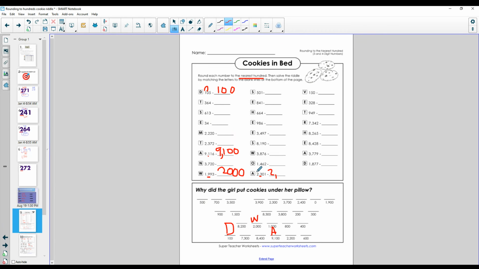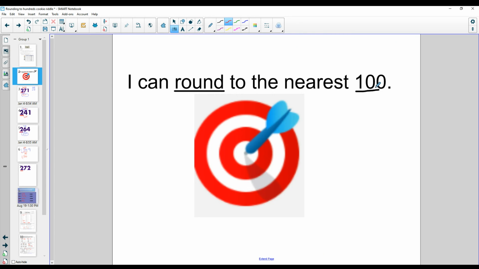Over here, look, this 2 is not even affected because this is a 3. It's either going to stay at 3 or go up to a 4. I look next door, it's a 0. 4 or less next door, let it rest. So this is going to stay a 300, 2,300. You're going to finish the cookies in the bed. Why did the Girl Scout put cookies under her pillow? This sentence will make sense once you finish this. All right, remember, I can round to the nearest 100.